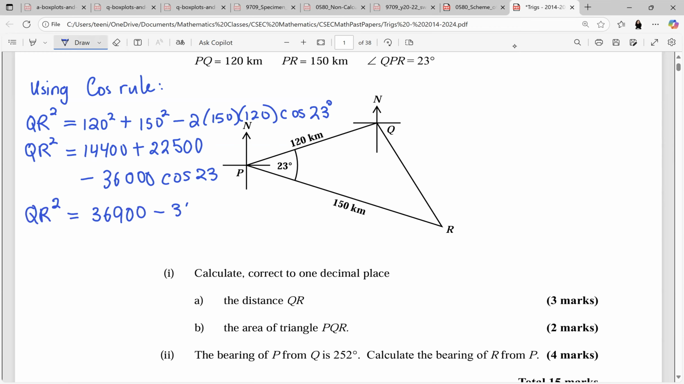So now we are at this point, which is 36,900 take away 36,000 by cos of 23 degrees. Here is what you're going to do now for me, Misha. You're going to type in this entire line, 36900 minus 36,000 cos 23 on your calculator, and then press equal and tell me what you get.